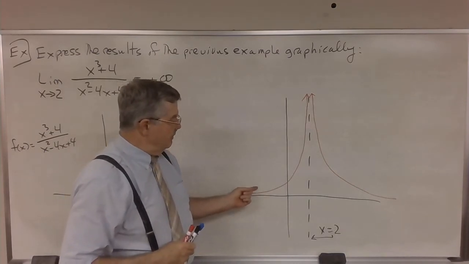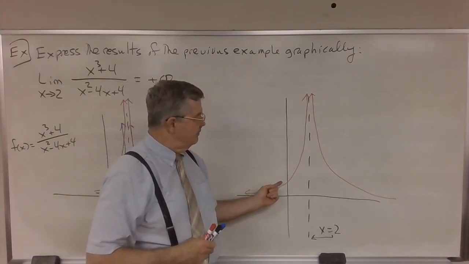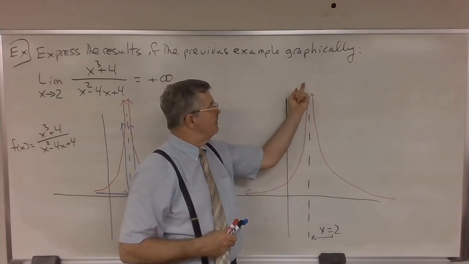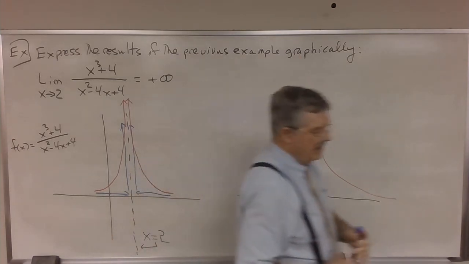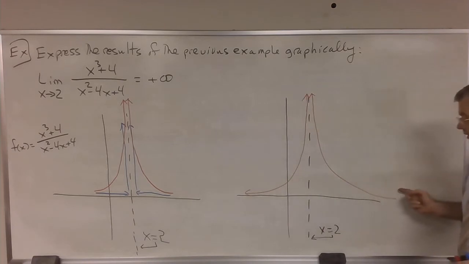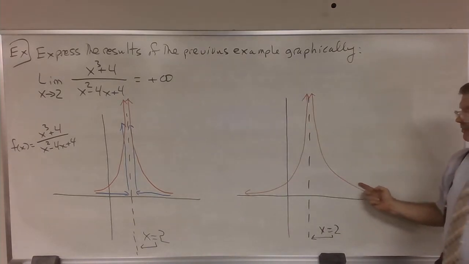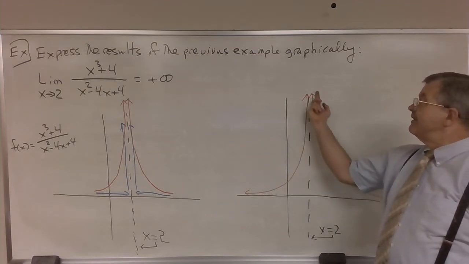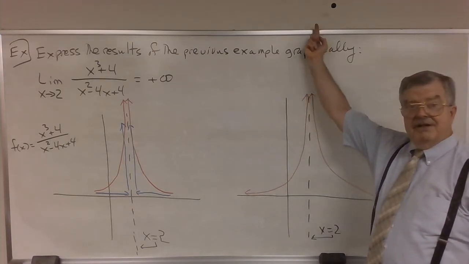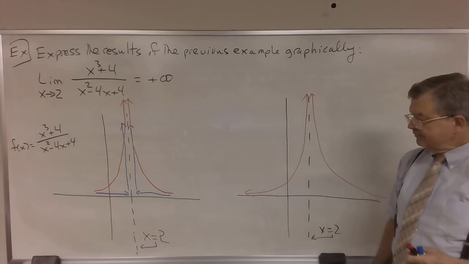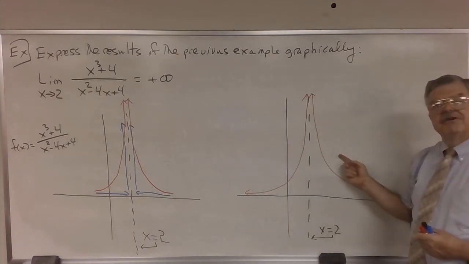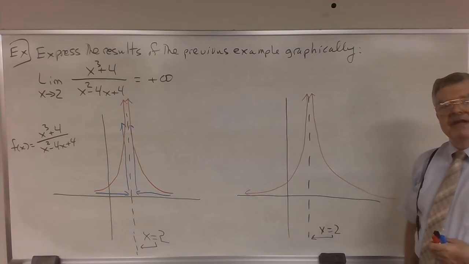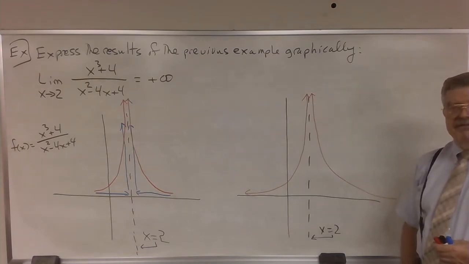As we move along the graph in such a way that x approaches 2 from the left, f of x, the y value, goes to infinity. As we move along the graph in such a way that x approaches 2 from the right, f of x, the y value, again goes to positive infinity. So this is a graphic depiction of the information that's contained in the limit of the previous exercise.